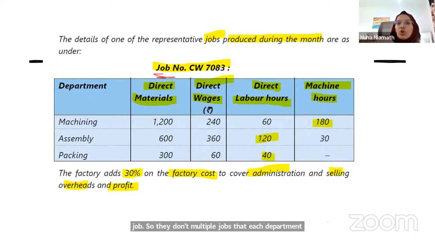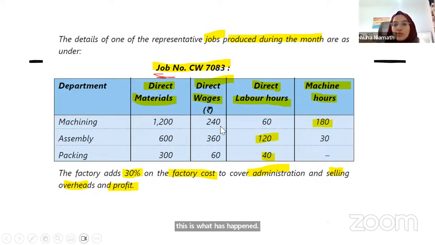So one particular job, number CW7083, for the month, this is what has happened. Machining department has taken a total of 1,200 direct materials, 240 of direct wages, 60 hours of direct labor hours, and 180 hours of machine hours. Anyway, this will be irrelevant because we just need the machine hours for machining department.